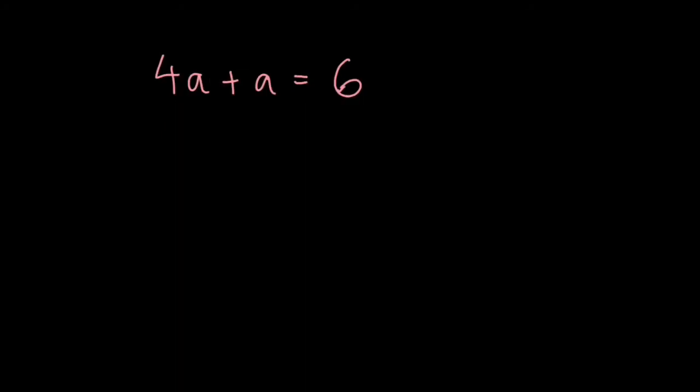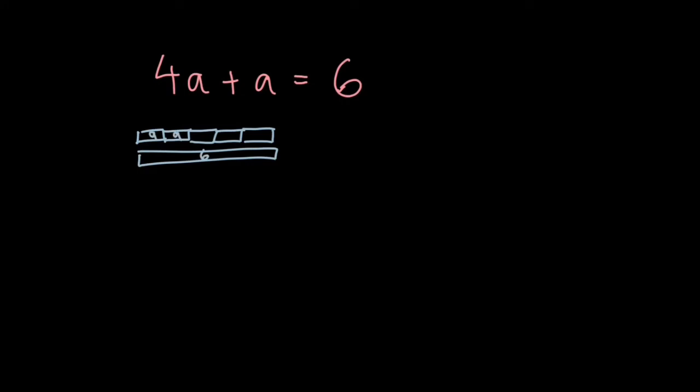Here's another one that looks far harder than it actually is. So we've got 4a plus a equals 6. Okay, let's think. How many lots of a have we actually got? We've got 4 lots of a, and we've got another lot of a. So what we've actually got is 1, 2, 3, 4, 5 lots of a, and they are equal in value to 6.